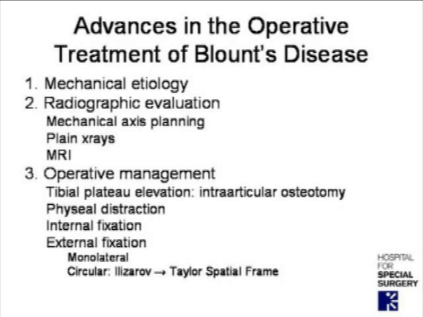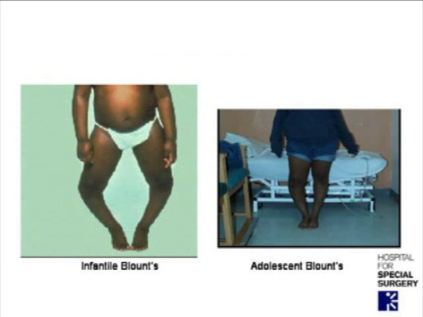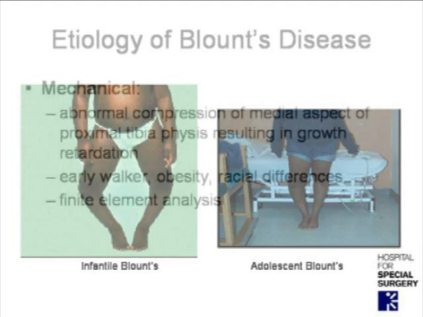Blount's disease, as everybody in the room knows, is a developmental disorder of growth affecting the medial aspect of the proximal tibial physis, resulting in progressive tibia vara. It's broadly classified into two groups, infantile and adolescent, and that's basically done by age. You can see on the left an infantile Blount's bilateral disease. On the right, a girl with adolescent Blount's unilateral disease involvement.